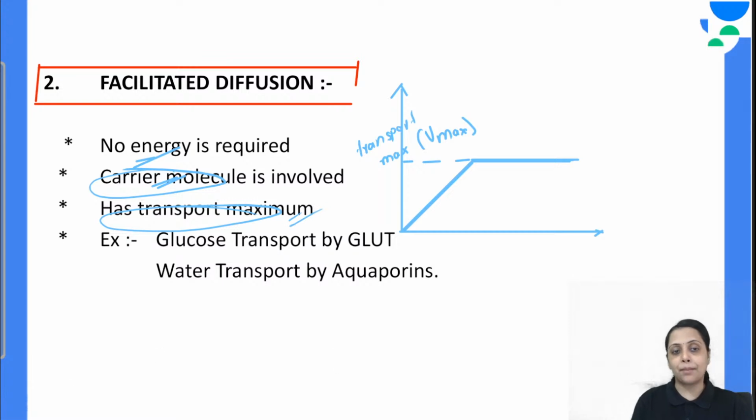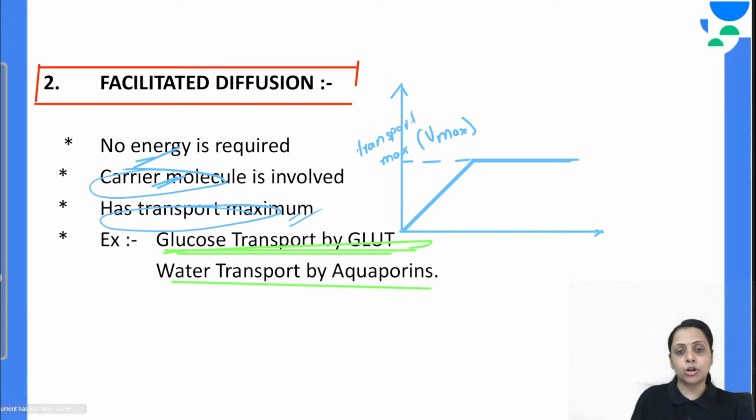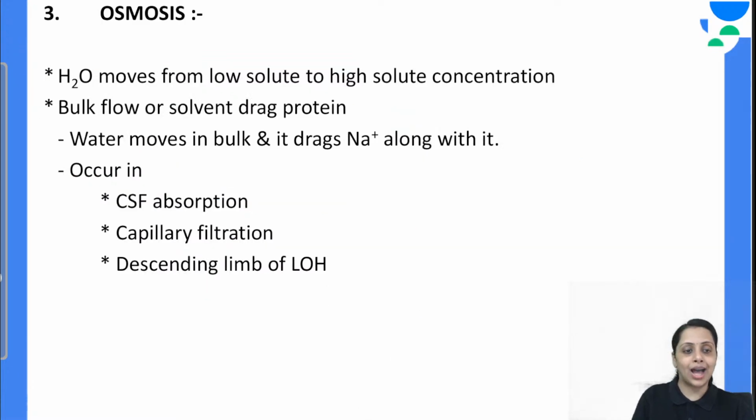Now coming to the examples, glucose transported by the gut is the classical example of facilitated diffusion. Water transport via aquaporin is also a classical example of facilitated diffusion. Do remember these two things. The examples are very important. Coming to the next one, that is the last of the passive processes.